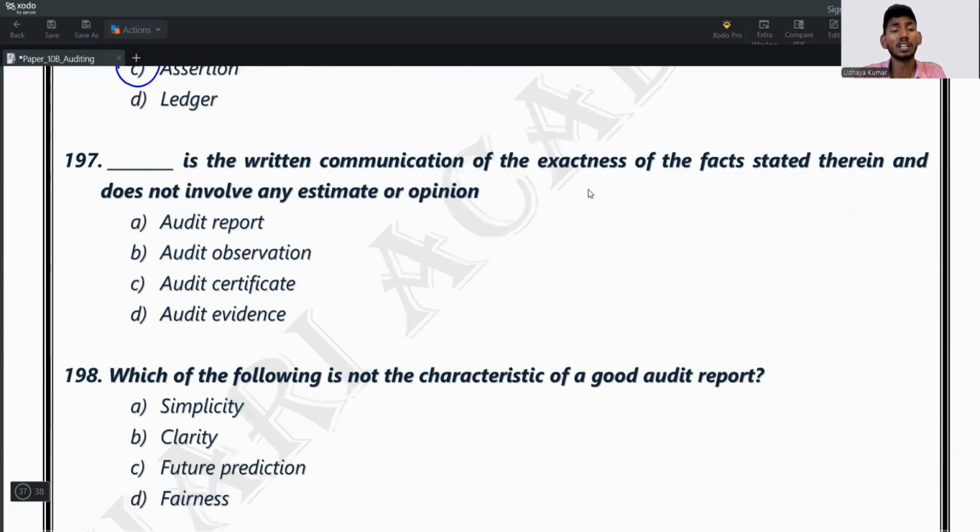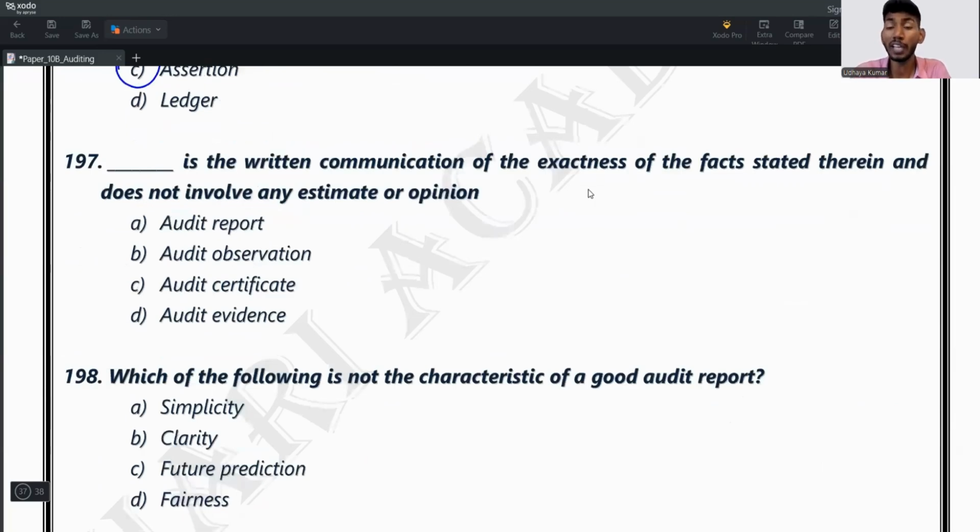So next, 197. Dash is a written communication of the exactness of the fact stated therein and does not involve any estimate or opinion. So here nothing but audit report. Sorry, audit certificate here. Audit certificate, because an audit certificate is a written declaration that certifies the exactness of the facts stated in it without involving any estimates or opinion, right?